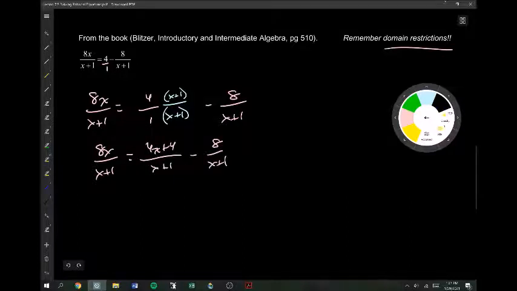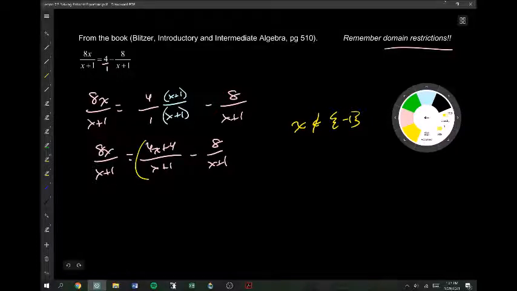And now I know x cannot be negative 1. Because if x was negative 1, that would cause us to divide by 0. And dividing by 0 is a problem. So if I get a solution that's negative 1, I'm going to say this equation cannot be solved. And we'll see if that happens. I think it does here, but we'll see.